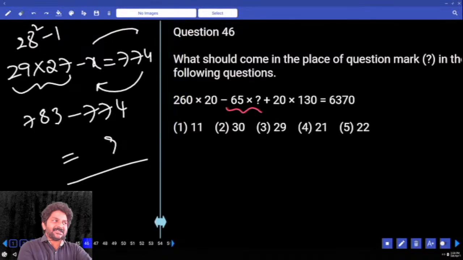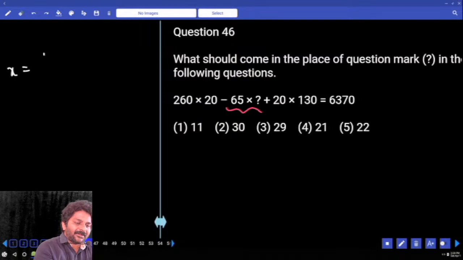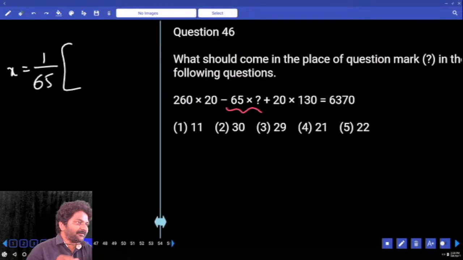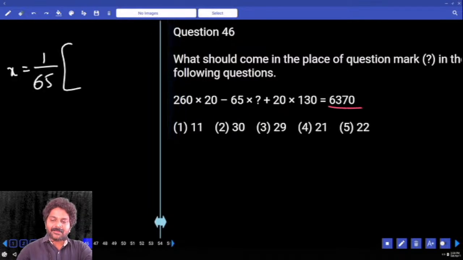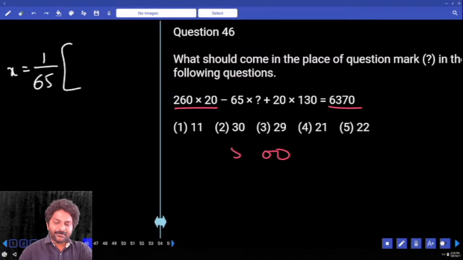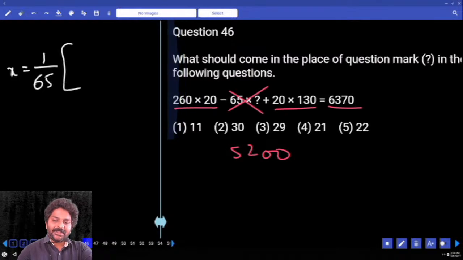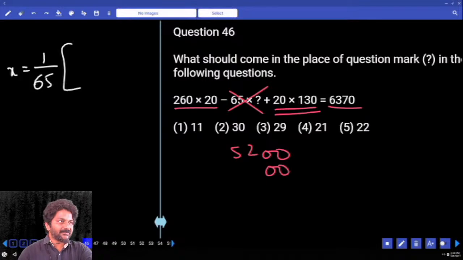X is on the left hand side, which is a multiple of 65, which is a negative number. Take that to the right hand side, becomes plus 65x. Then x is equal to 1 by 65 times of. This number comes to the left hand side and becomes minus. 260 into 20. There are 2 zeros here. 26 2 times 52. This has gone to the right hand side already. 20 times of 130. Here also 2 zeros. 13 2 times 26. So far positive number 7800.